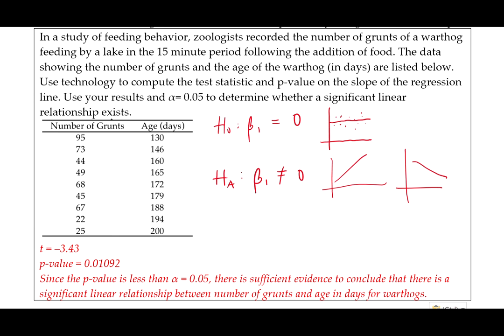Here's how it might be worded. Since the p-value is less than alpha equals 0.05, there is sufficient evidence to conclude that there is a significant linear relationship between number of grunts and age in days for warthogs.